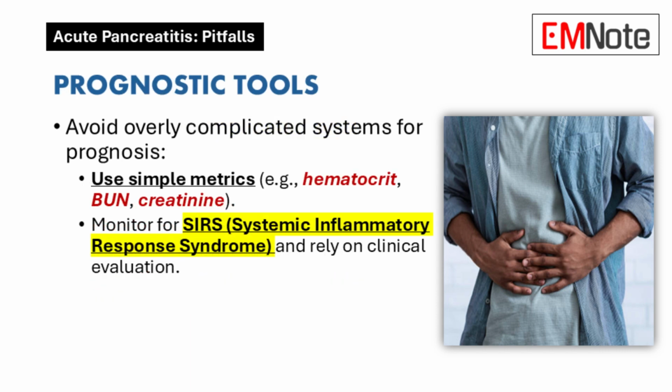Prognostic assessment. Overly complicated scoring systems to predict prognosis are unnecessary. Instead, rely on simple laboratory tests such as hematocrit, blood urea nitrogen, and creatinine. The presence of systemic inflammatory response syndrome and close clinical monitoring are also reliable indicators of severity.